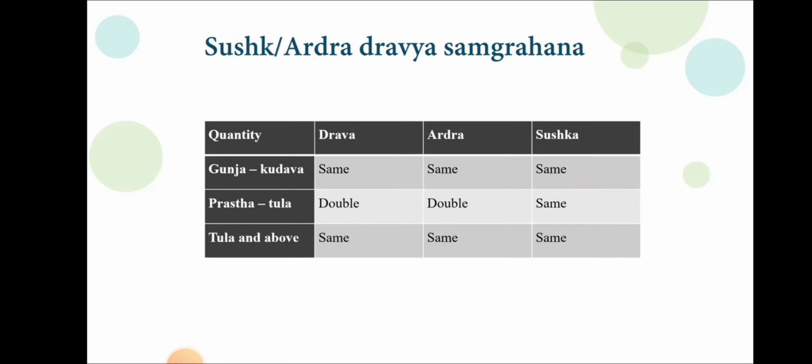And if it is mentioned from Prastha to Tula, you have to double the prescribed quantity of Drava Dravya and Ardra Dravya. But for Shushka Dravya, you can take the prescribed quantity, the same quantity. And when it is mentioned Tula and above, you only have to take the same prescribed quantity to prepare the medicine. So this is a special rule based on the mana, the measurement of the quantity of the raw materials specified in a formulation.